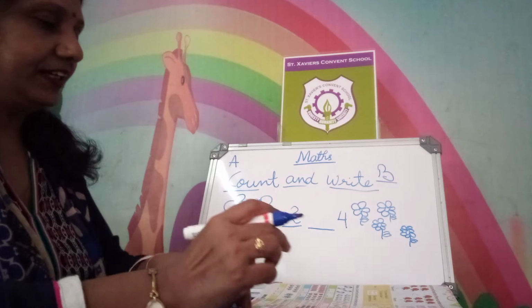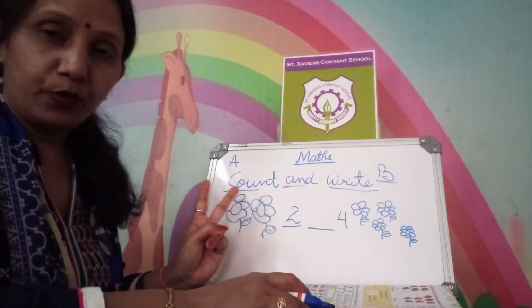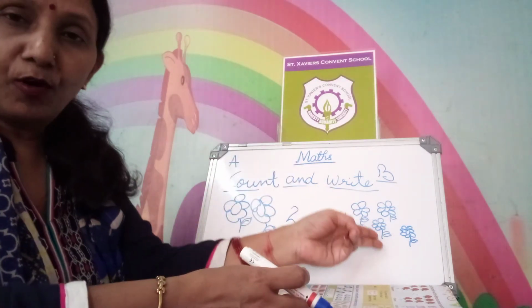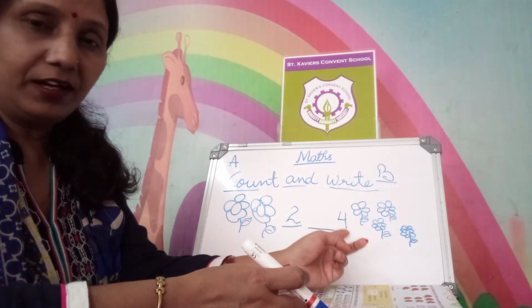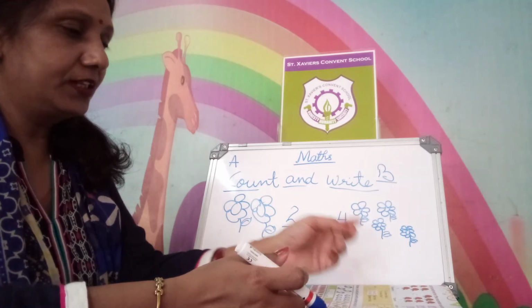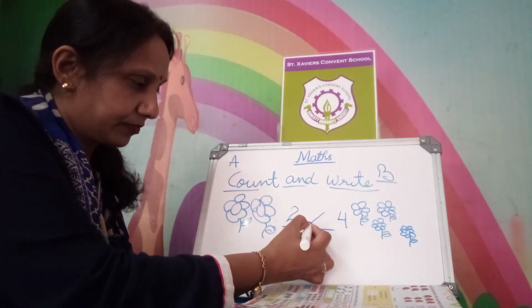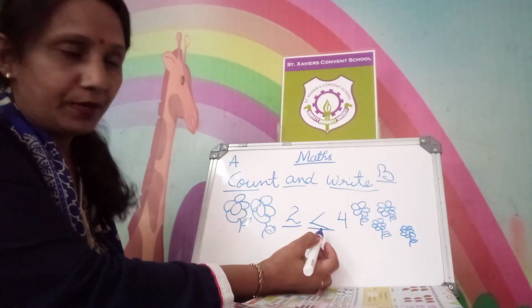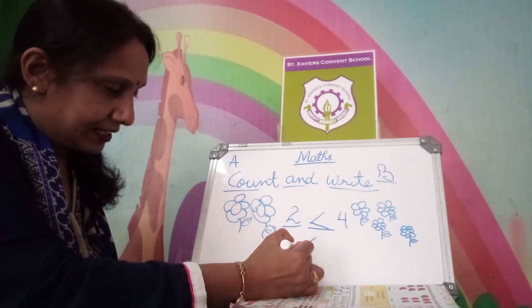So which is greater? Which is greater? 2 greater or 4 greater? Which is more? 4 more. So that one is the greater. This number is greater. We will put the sign of the greater here like this. Sign of greater. Where the number is greater, we will put the sign like this.